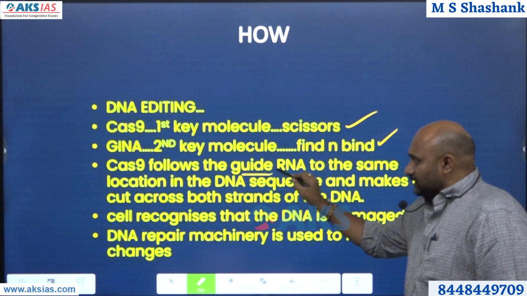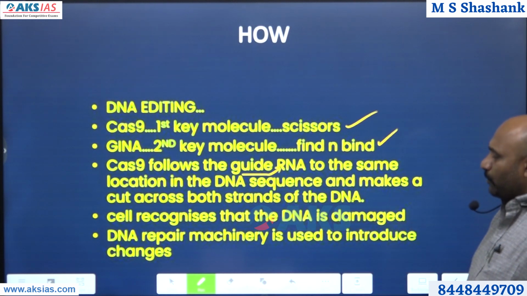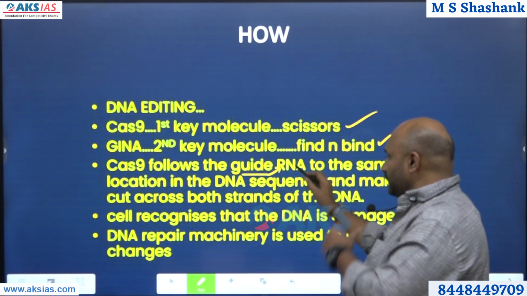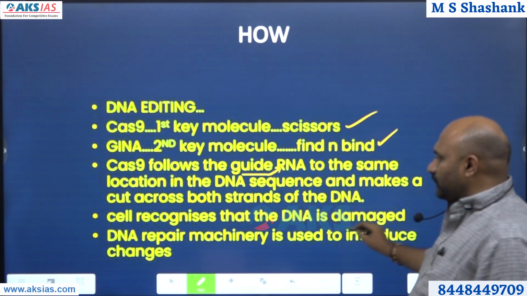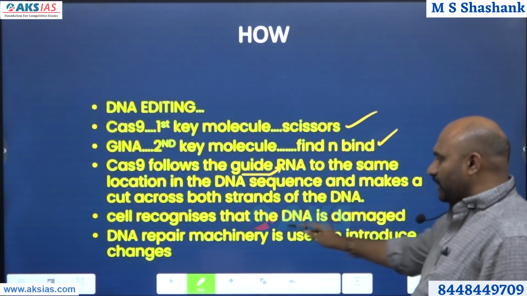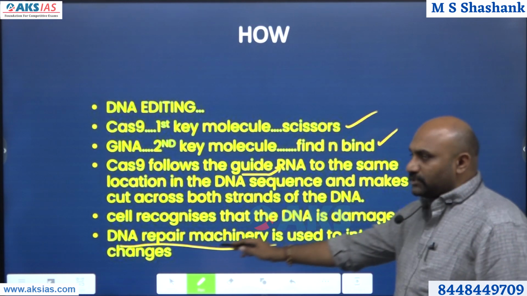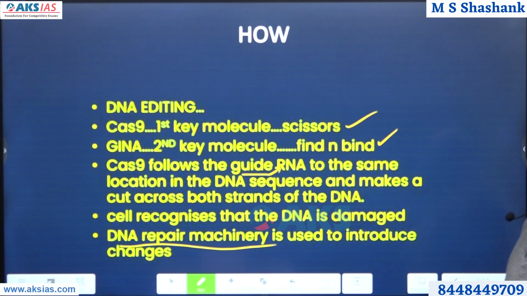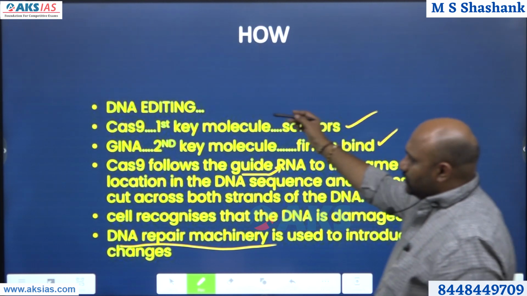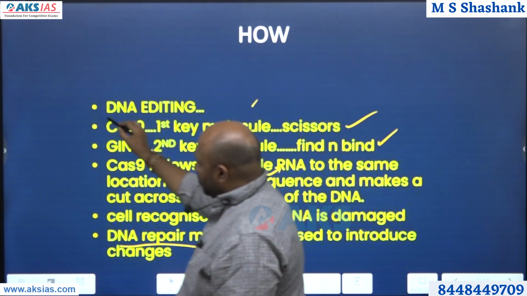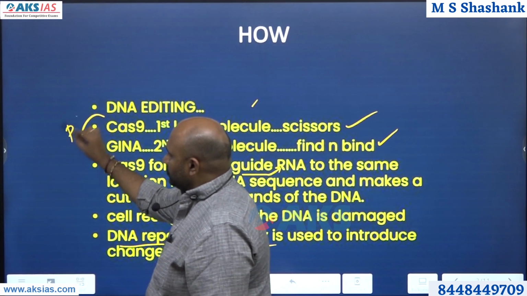So the guide is this RNA, ribonucleic acid, and it cuts across both the strands of the DNA. The cell recognizes the DNA of the damaged part, and the DNA repair mechanism is used to introduce the changes. This is how the process happens. So that is gene editing. These two are very useful for your prelims.